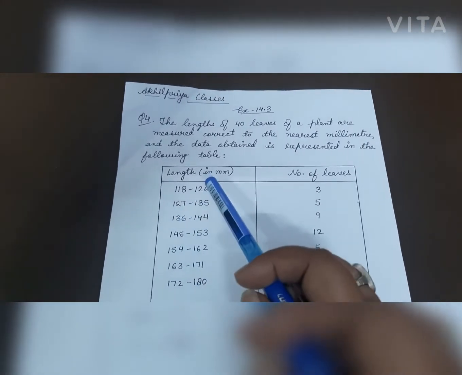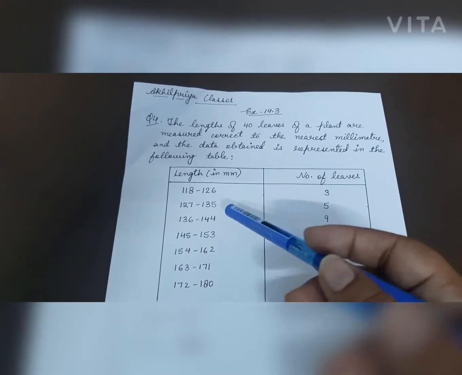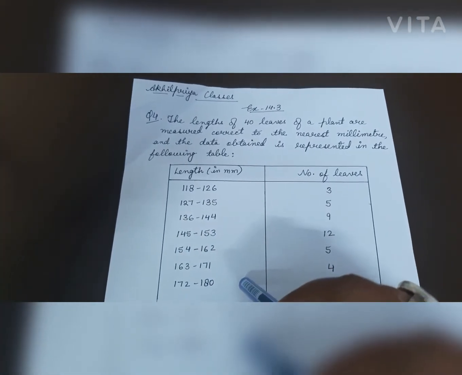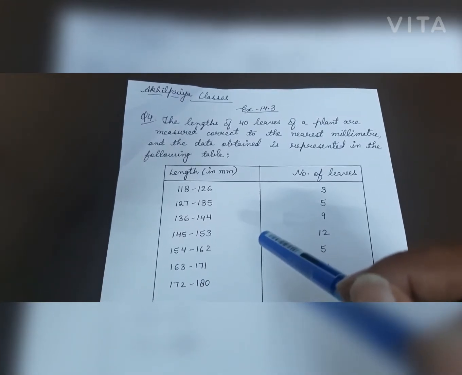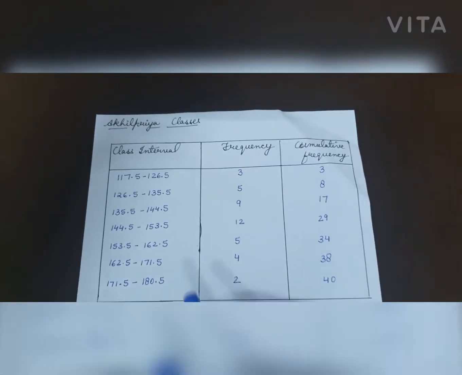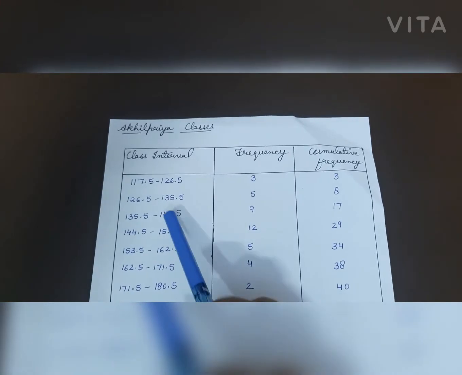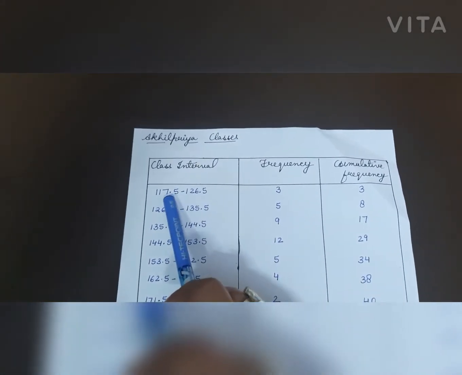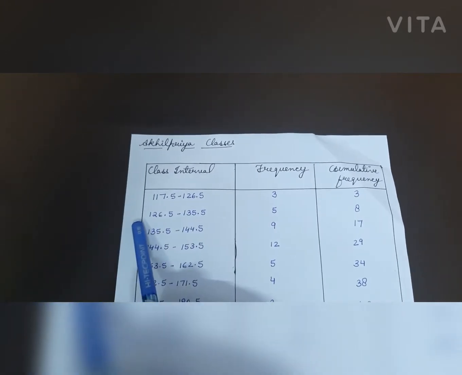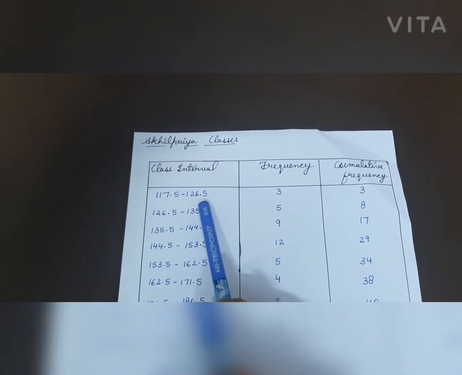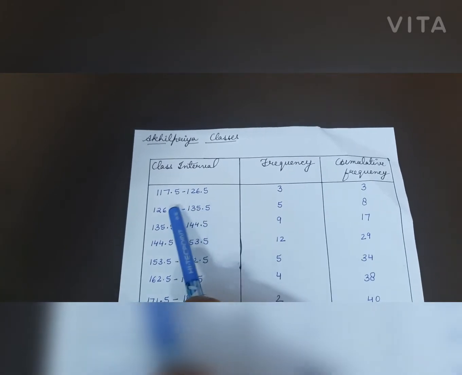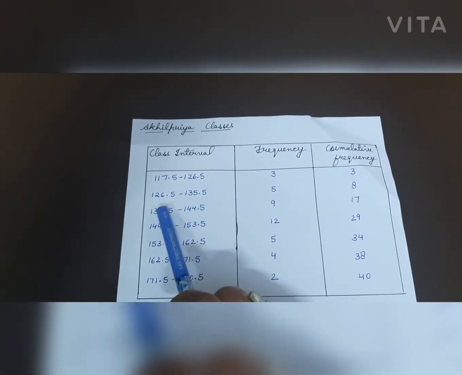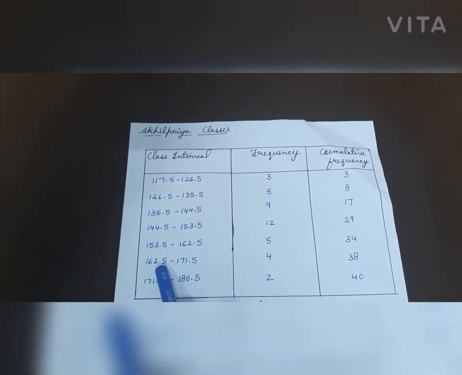So like I have told you, we have to prepare a new class interval. Let's get started. Now I think you are comfortable with this. I have subtracted 0.5 from the lower limit and added 0.5 to the upper limit. So you can see easily that we have the class intervals in continuity.